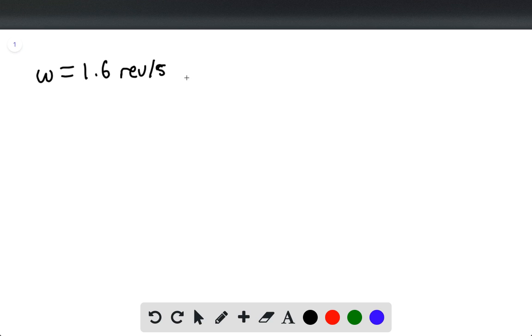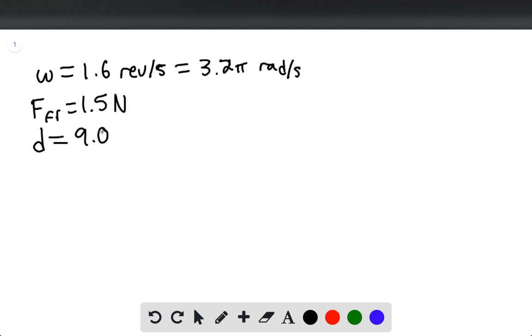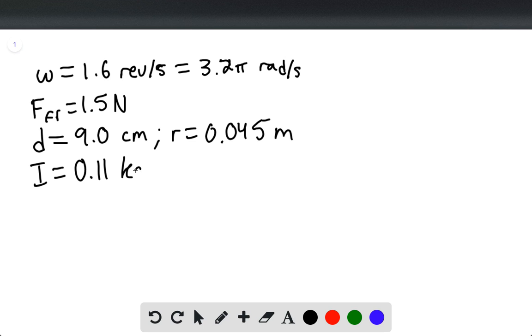And we can also say that we're going to convert and say this is 3.2 pi radians per second. And at this point, we can say, okay, the force of friction, we know this to be 1.5 newtons, and the diameter is 9 centimeters. And we can say the radius is going to be 0.045 meters, immediately convert to meters. And we know that the moment of inertia is going to be 0.11 kilogram meter squared.